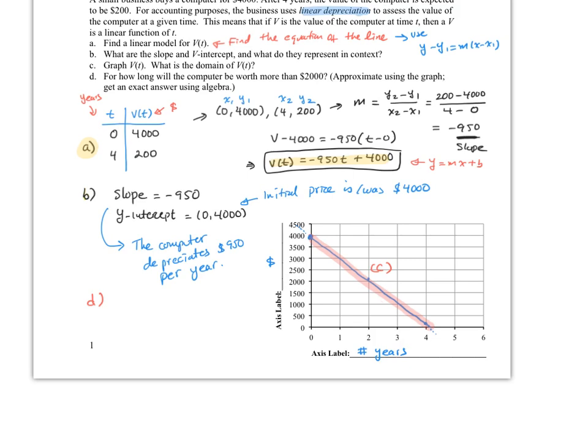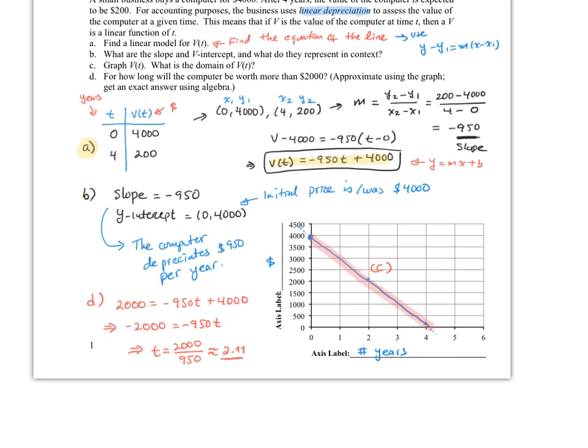So now if we want to know the exact value, then we can use algebra, and we're going to use this function. So we want to know how long it will take to get to 2,000. So then b(t) becomes 2,000. So it will be minus 950t plus 4,000, and then just solve for t. So in this case, you're going to have minus 2,000 is equal to minus 950t, or t is equal to 2,000 divided by 950, which is around 2.11. So it takes exactly 2.11 years to get to 2,000.